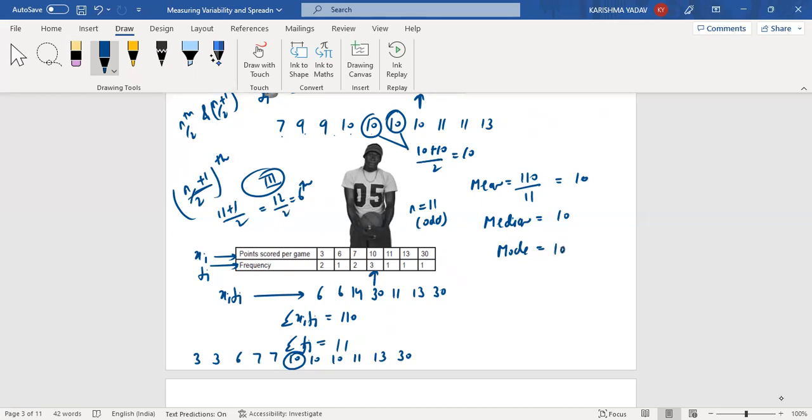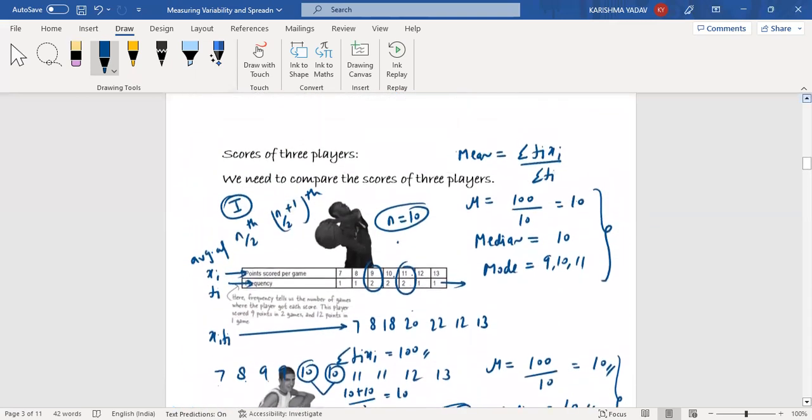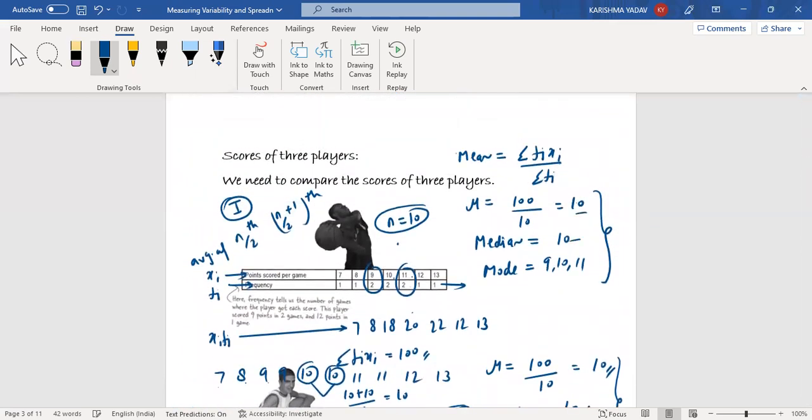Now look at the results of all these three players. We got mean, median, and mode for the third player as 10. For the second player, we got mean, median, mode, that is 10 points too. And for the very first player, we got mean, median, mode, that is 10 points too. So here we see that all three players have mean equal to median equal to mode. All these three have the same averages.